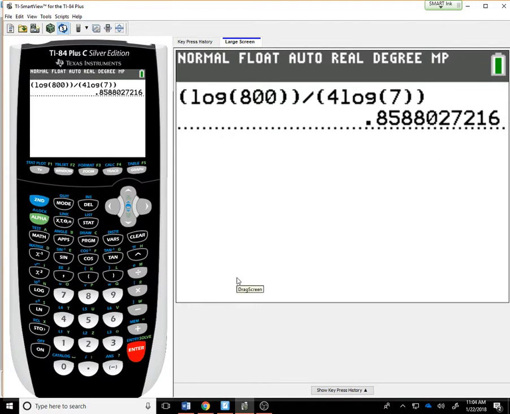What did you do in Desmos? Okay, so I put 4 log 7 first, and then times by log of 800. That's altogether what I got. All right, cool.